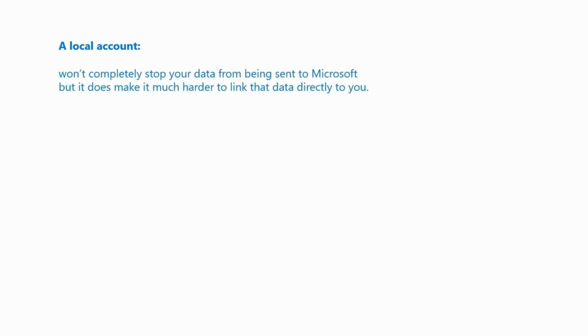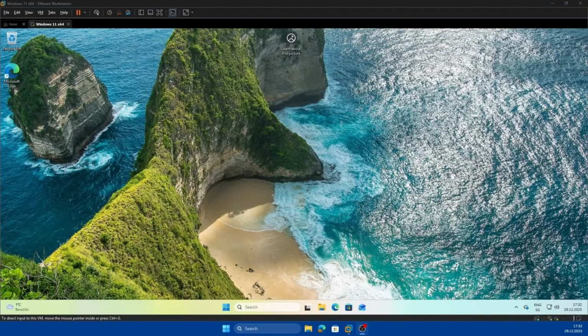One of the most important steps to protect your privacy in Windows 11 is using a local account. This change won't completely stop your data from being sent to Microsoft, but it does make it much harder to link that data directly to you. Using a local account also disables several Windows features that can compromise your personal data and privacy. In this video, we'll go through these features step by step and explain what changes and why it matters. So, let's jump back into the system, and I'll show you the next step.